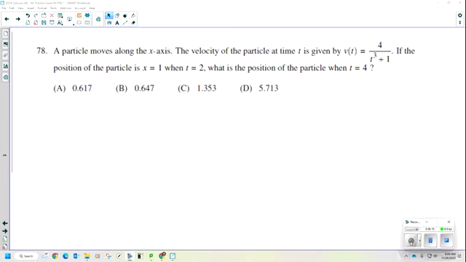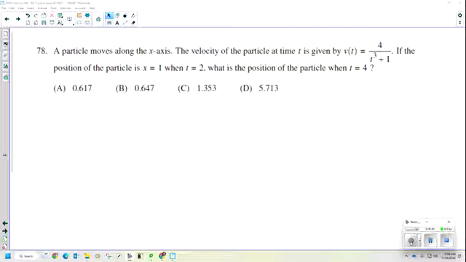78. A particle moves along the x-axis. The velocity of the particle at time t is given by v of t, which is 4 over t cubed plus 1. If the position of the particle is x equals 1 when t is 2. Okay, that sounded weird at first. What is the position of the particle when t is 4?